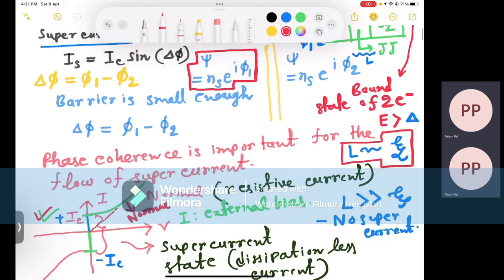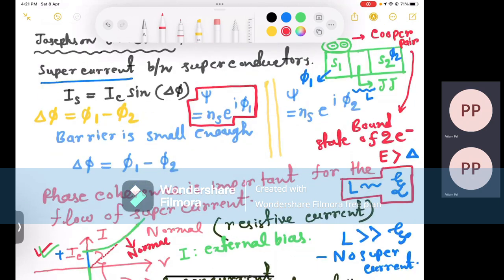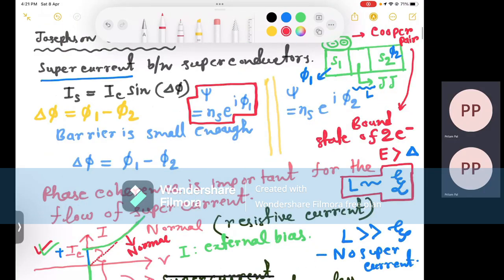Let's say superconductor one has a macroscopic phase phi 1, and another superconductor has a phase of phi 2. The difference between the two phases gives you the phase difference, and that will decide the flow of supercurrent between the two superconductors through the weak link. This is the beauty of the Josephson effect: you can describe the whole superconductor by a single phase.